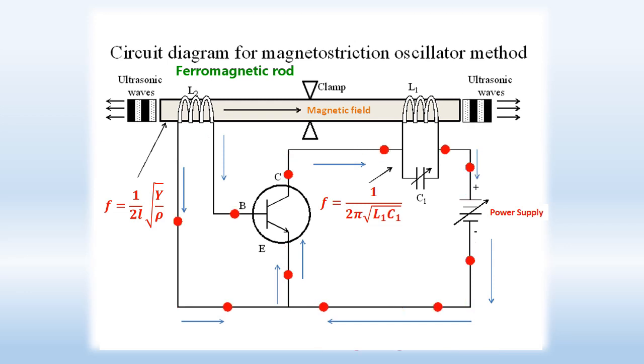The frequency of vibration of the rod is given by f = (1/2L)√(Y/ρ), where L is the length of the rod, Y is the Young's modulus, and ρ is the density of the material of the rod. The capacitor C is adjusted so that the frequency of the oscillatory circuit is equal to the natural frequency of the rod, and thus resonance takes place. Now the rod starts vibrating longitudinally with maximum amplitude and generates ultrasonic waves of high frequency from the ends. So this is how we produce ultrasonic wave.